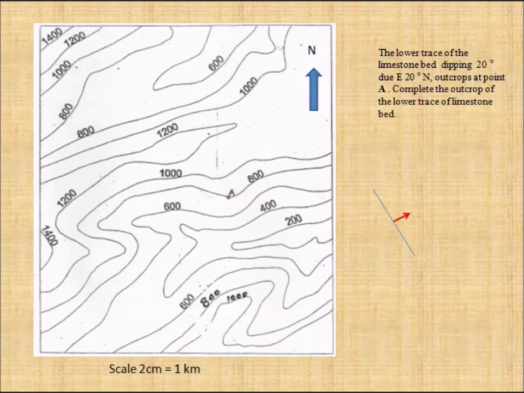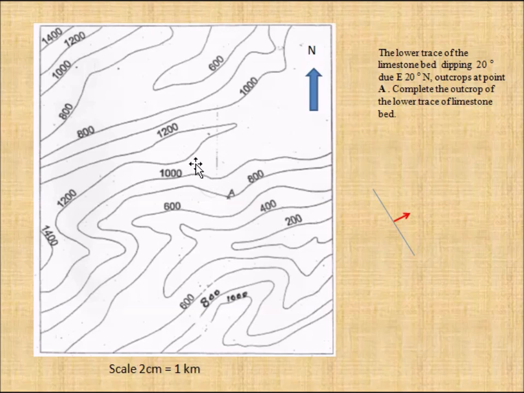Here again the problem is that there is a limestone bed. The lower trace of this limestone bed is found to dip 20 degrees in a direction 20 degrees north of east, and it outcrops at this point A. Now we have to complete the outcrop of the lower trace of the limestone bed. This map is different from the previous one. Here the difference is that the scale is 2 centimeters equal to 1 kilometer, and secondly the contour interval is 200 meters.